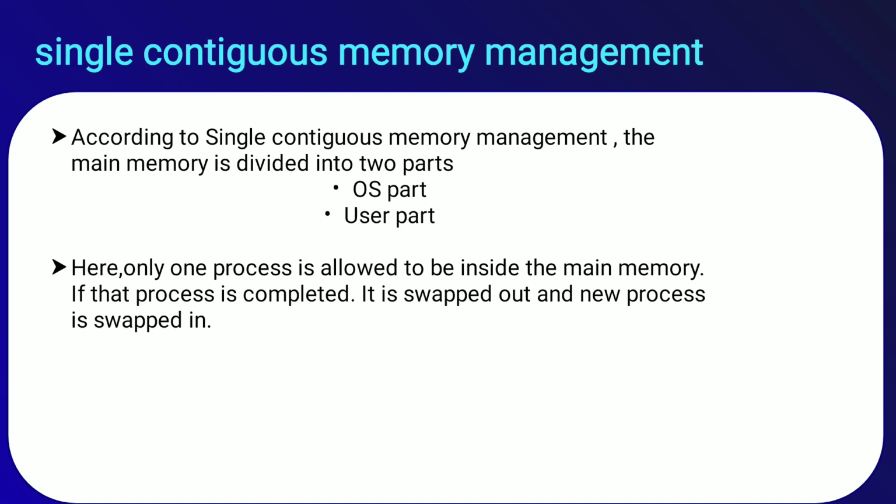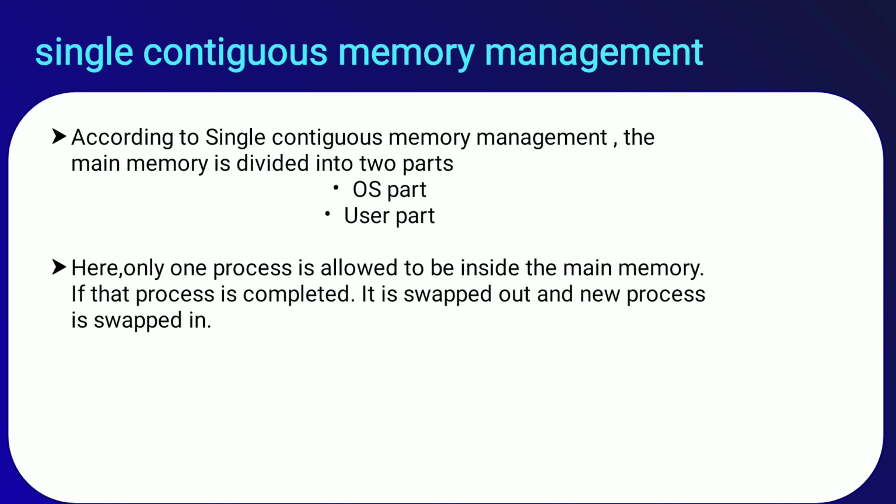In contiguous real memory management, the first method is single contiguous memory management system. According to this system, only one process can be loaded into the main memory. Here, the main memory is divided into two parts. The first one is the OS part, the second one is the user part. In the OS part, the important portion of the OS is kept in the main memory. The user part is where the process is allowed to reside inside the main memory.